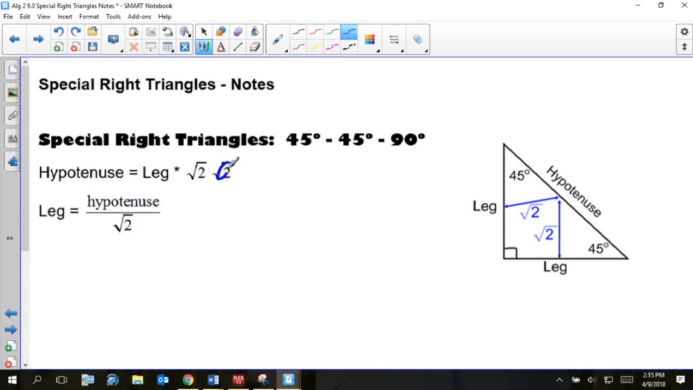There is an extra square root 2 over here. Did you see that? I don't know why it's there.